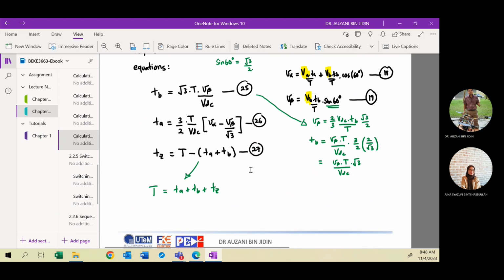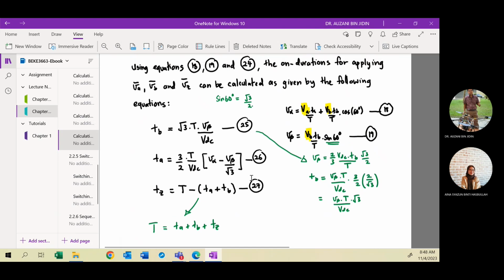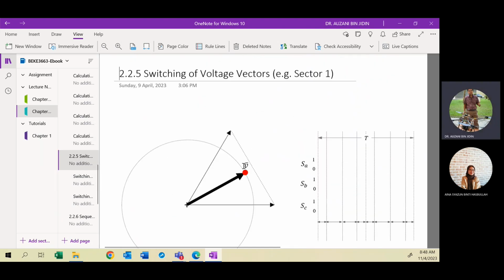Okay, then we go to the next section, the very important section. So remember, you need to understand this one, because you need to do it for the assignment.